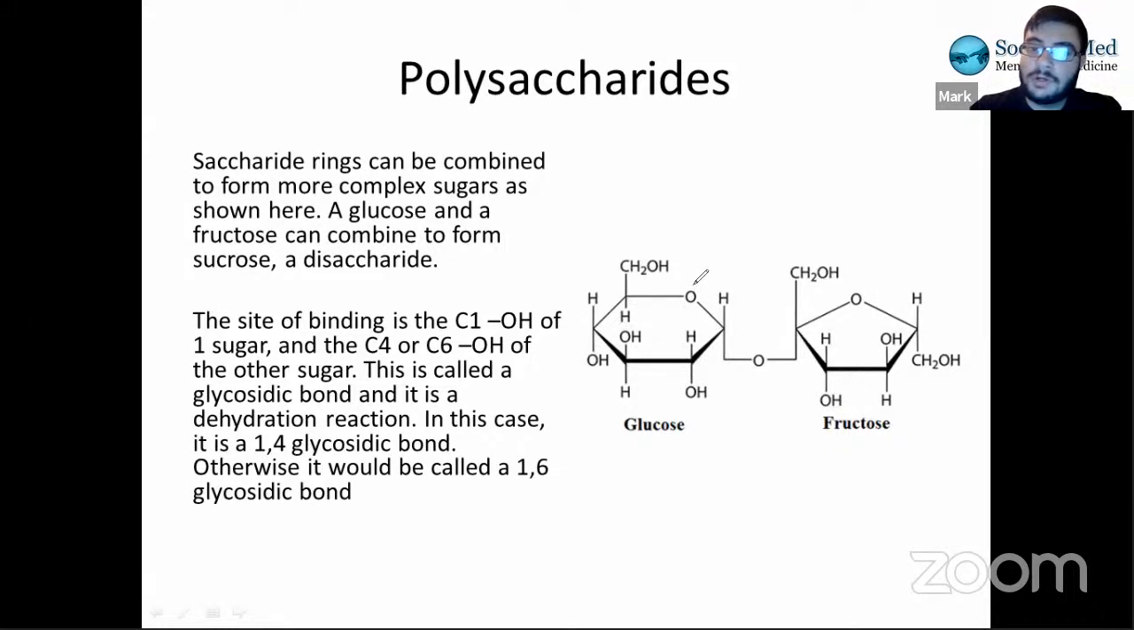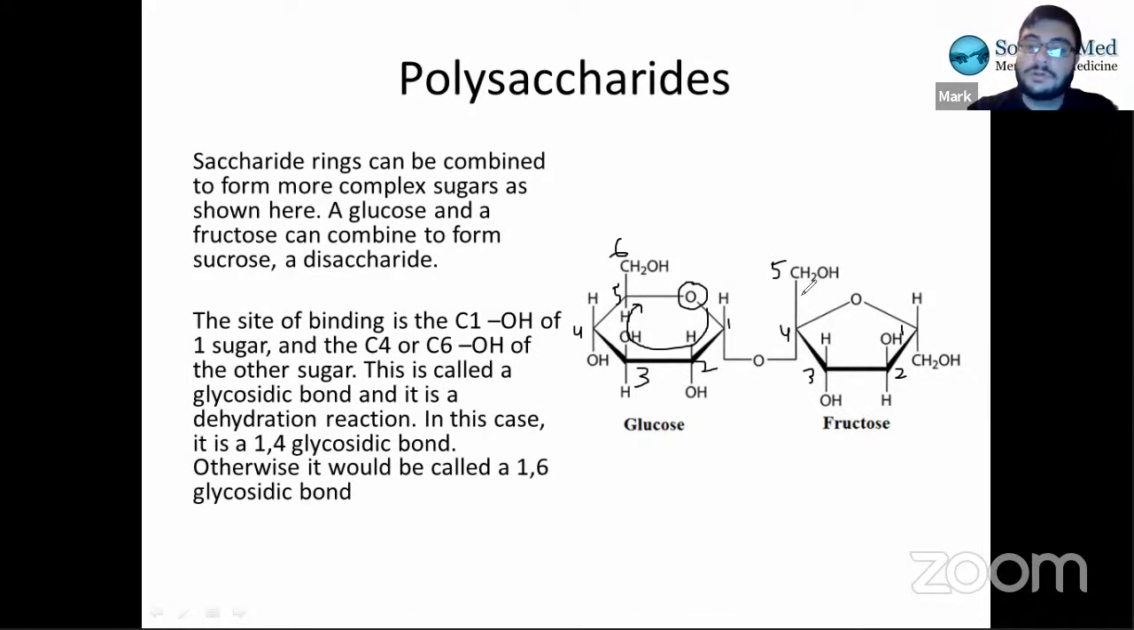So you always number starting here and going this way. So 1, 2, 3, 4, 5, and this one would be 6. And then again here, start with the O, 1, 2, 3, 4, and 5. Again, 5-membered rings have only 5 carbons, whereas 6-membered rings have 6 carbons, right? And obviously you can't form a 1,6 glycosidic bond with a 5-membered ring because it doesn't have a 6th carbon.